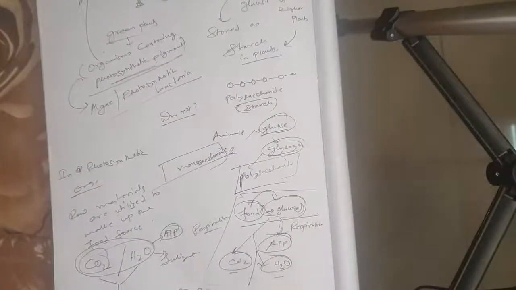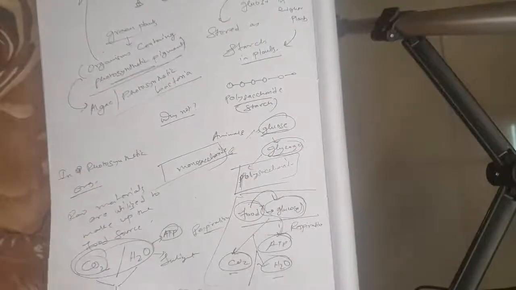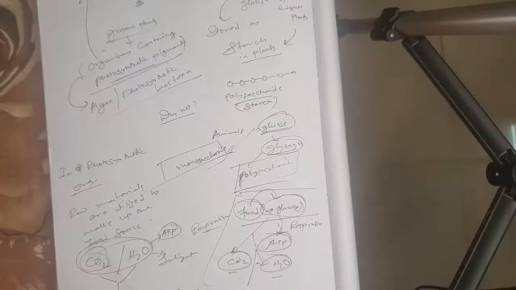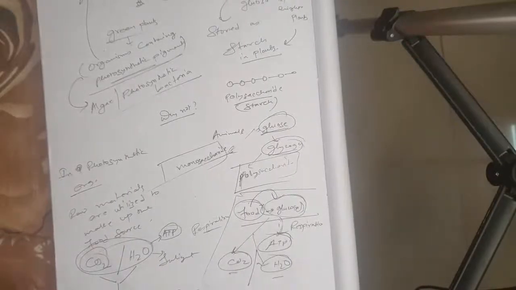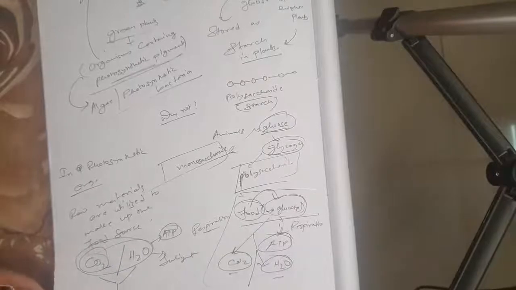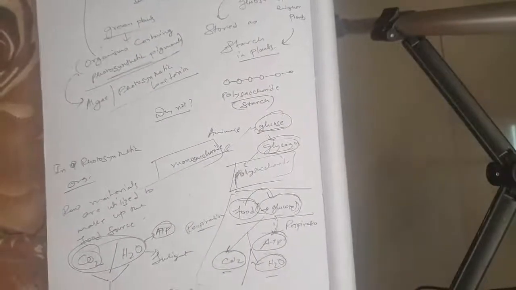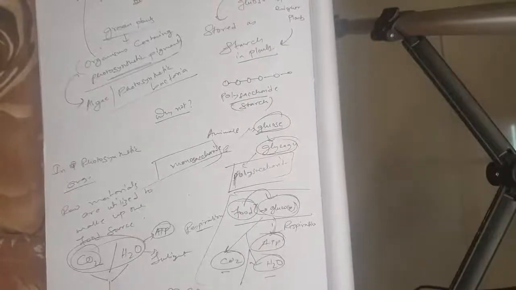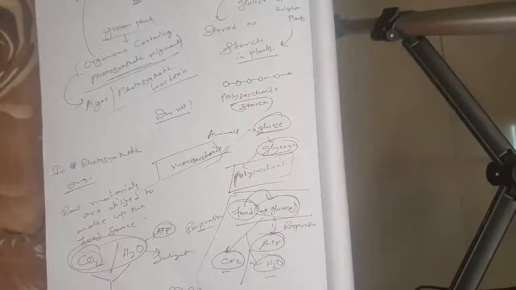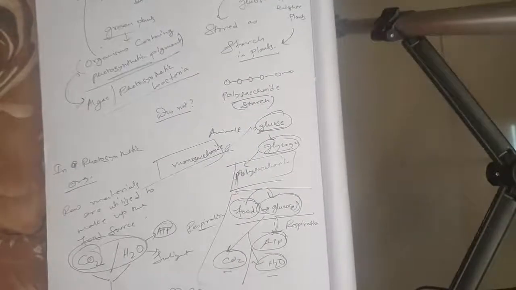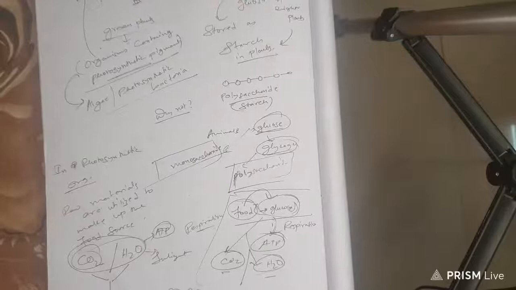So number one, CO2 is required. Number two, H2O is required. Wait, hold on for a second. Number one, CO2 is required. Number two, H2O is required. Number three, chlorophyll is required. And number four thing that is required is your sunlight.